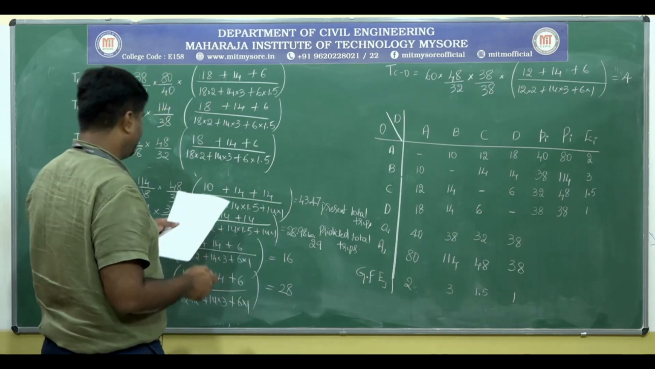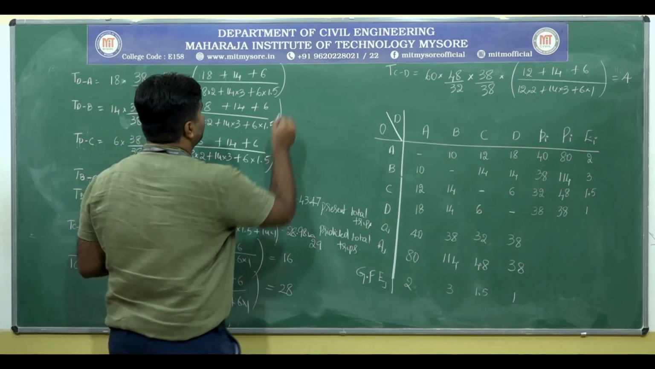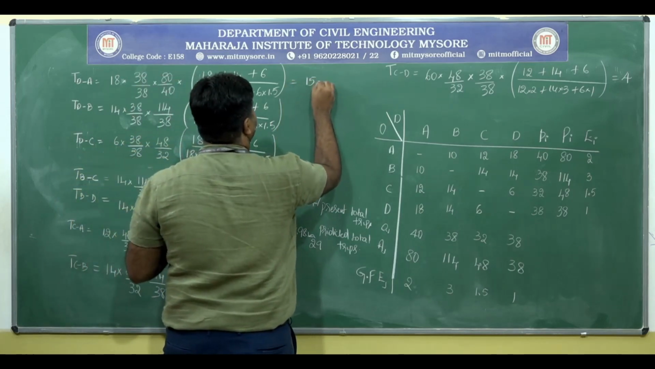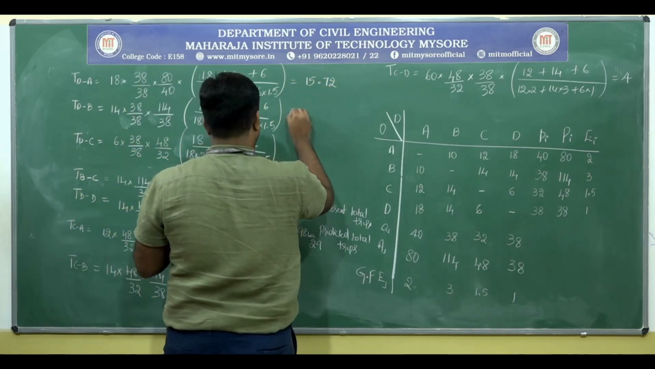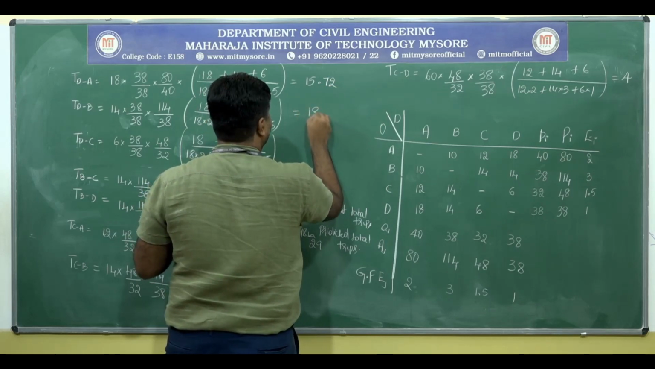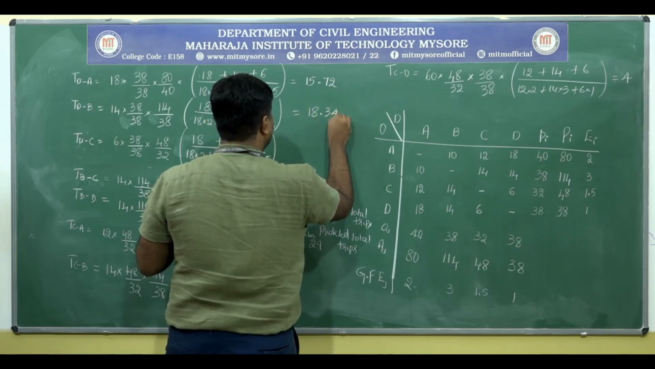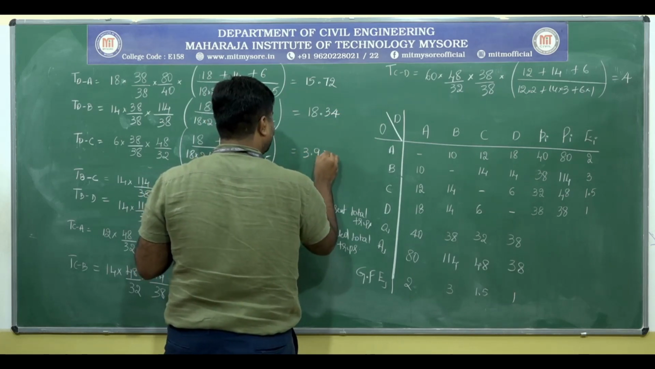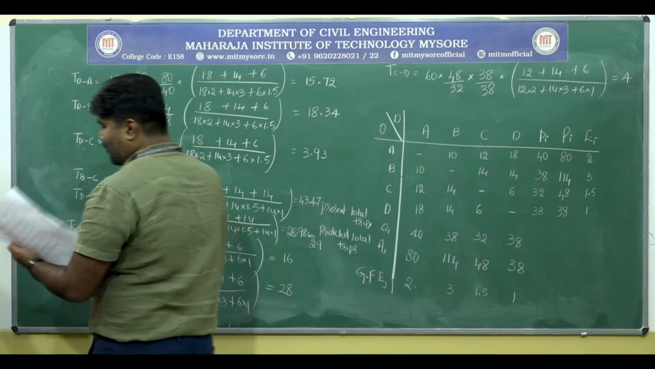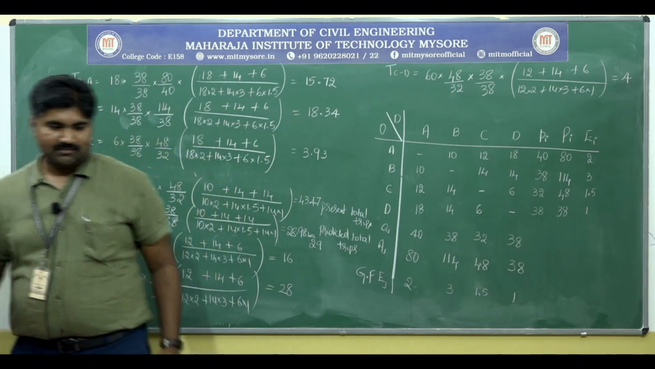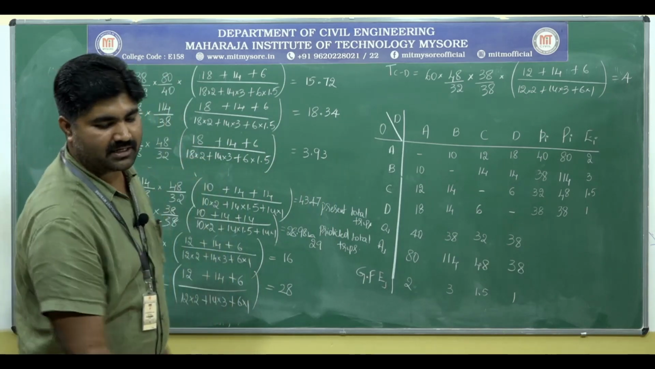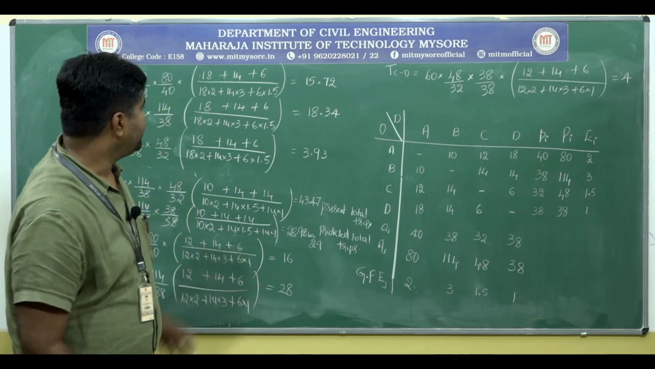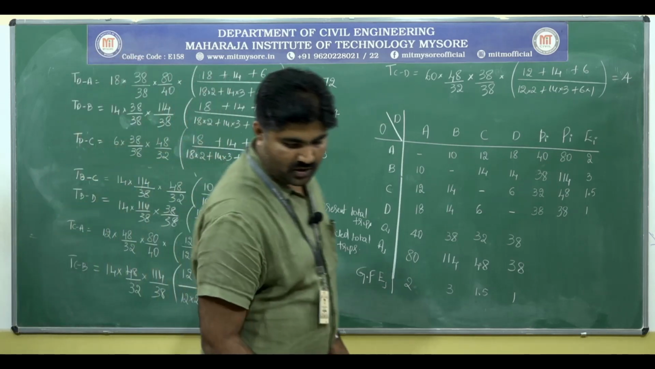Okay, value for D to A, you will get 15.72. You check this value using calculator. 18.34. Next, you will get 3.93. Please take down fastly. Okay, you have to copy fast.